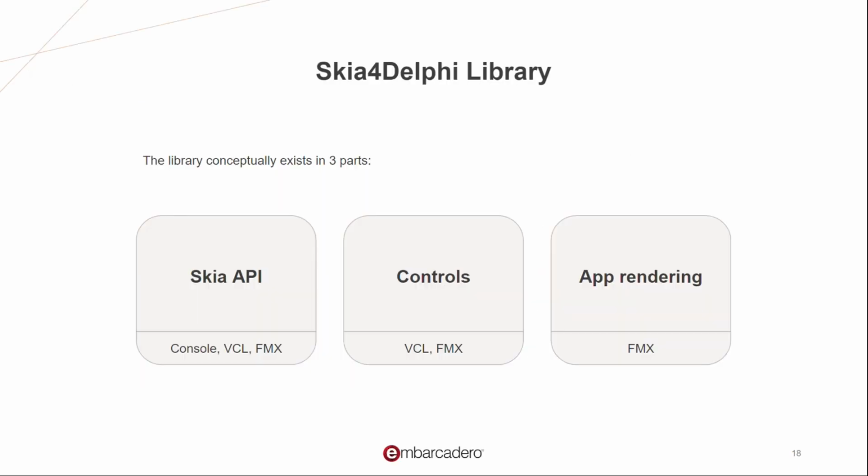So the library is split into three conceptual parts. There's the Skia API, there's some controls for VCL and FireMonkey, and then there's app rendering. And so we're going to talk about each of these parts individually and show you what you can do with these. And so the great thing is it actually makes it easy to kind of ease into taking advantage of Skia.